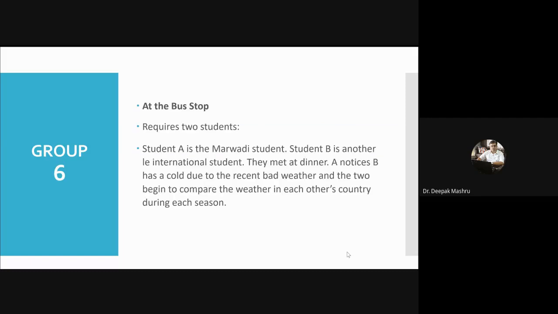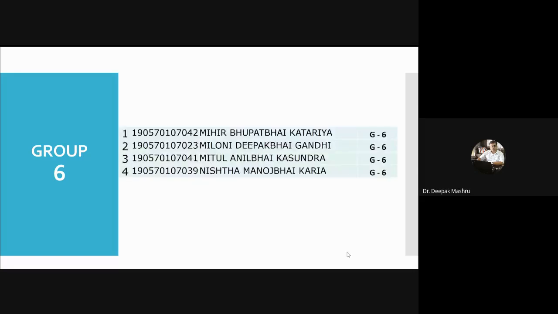Group number 6 we have discarded, so we'll not go for it, because Mithul and Mihir are not present today. That's why Miloni and Nishta have shifted to different groups. So I'm not editing the names because it will take more time, right? But you can accordingly work it out.